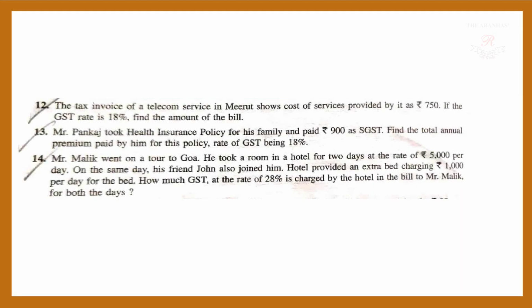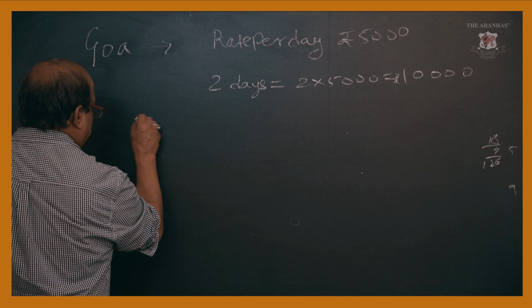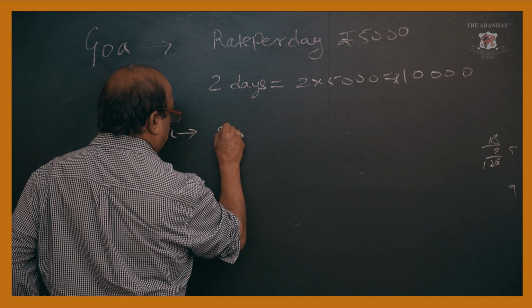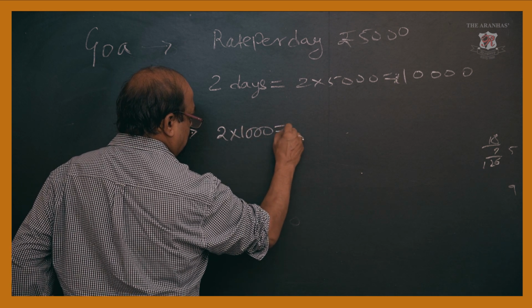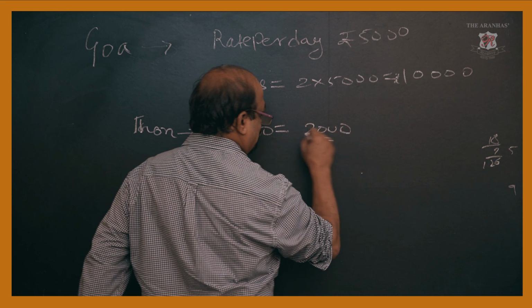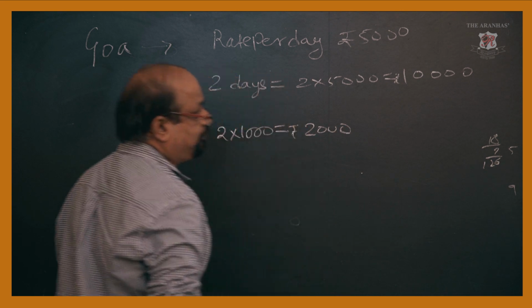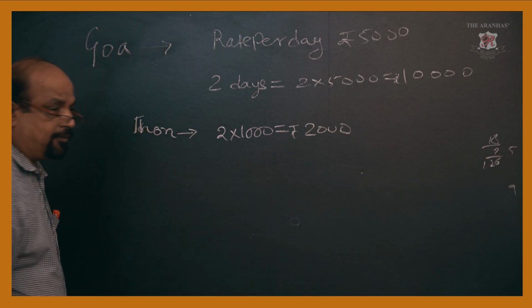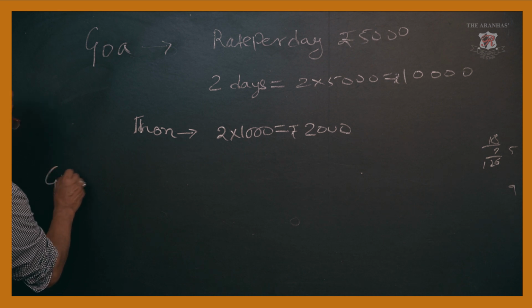His friend John also joined in. The hotel provided an extra bed, charging 1,000 per day for the bed. Now the second person, John, joined. So 2 into 1,000, that will be 2,000 rupees for John. How much GST at the rate of 28% is charged by the hotel in the bill of Mahesh for both the days? Now if you read the question carefully, only GST is asked.